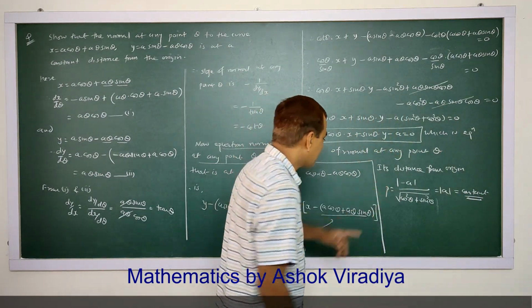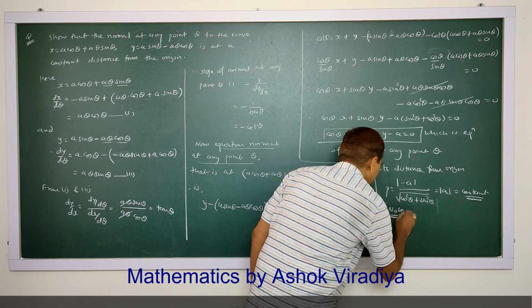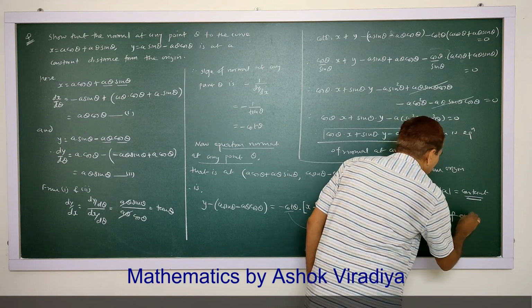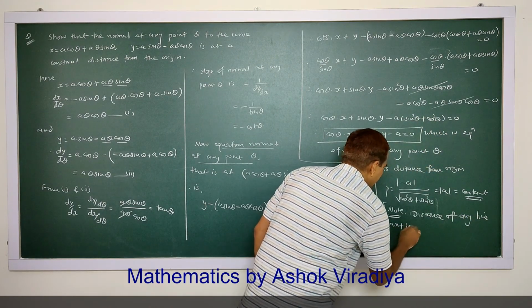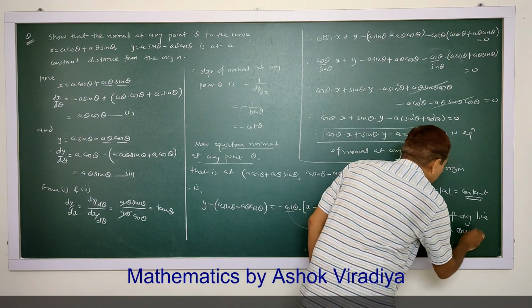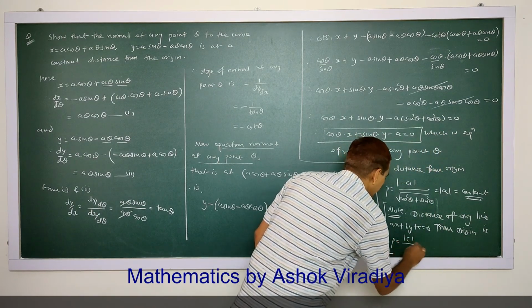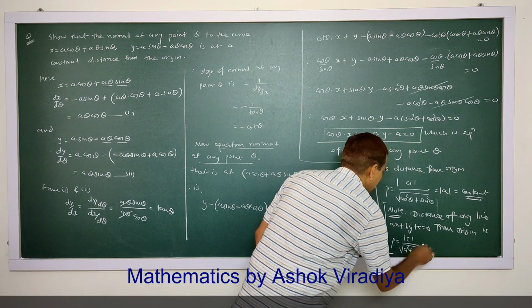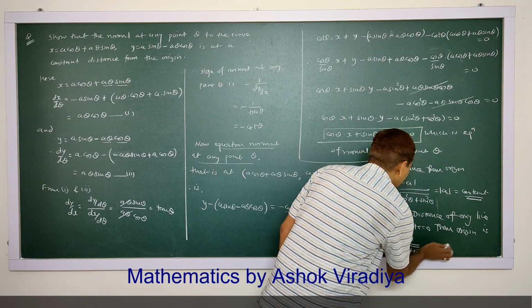So remember, in this last step, we have used this result. The distance of any line ax plus by plus c equal to 0 from origin is p equal to modulus c upon root a square plus b square. This result is used.